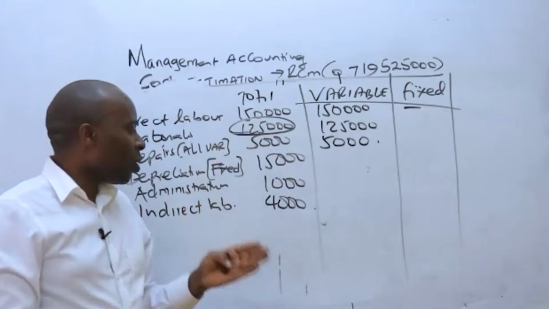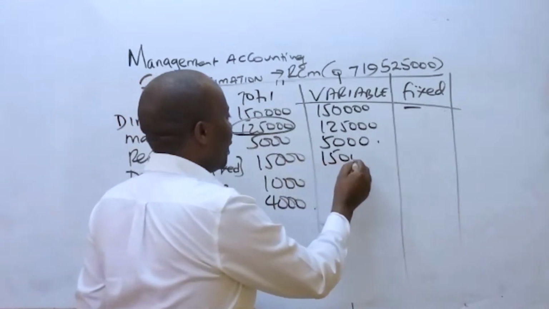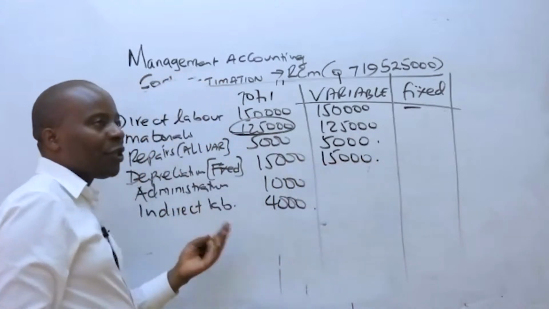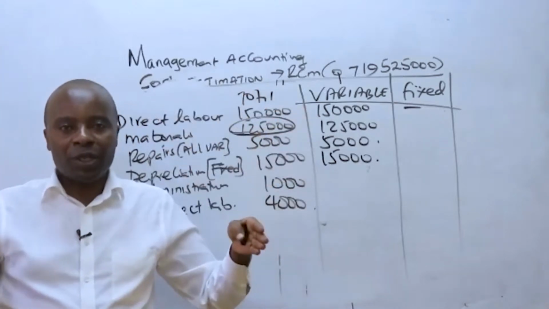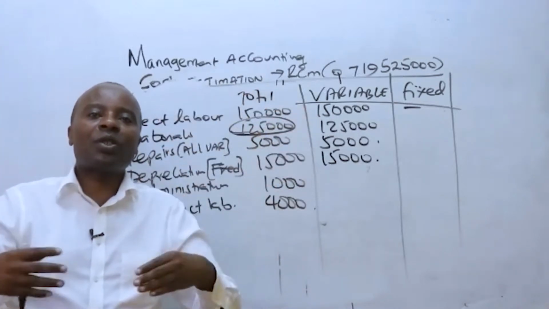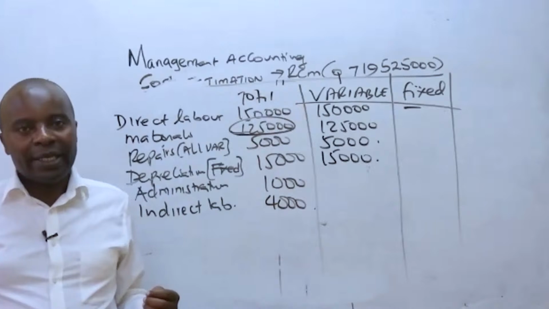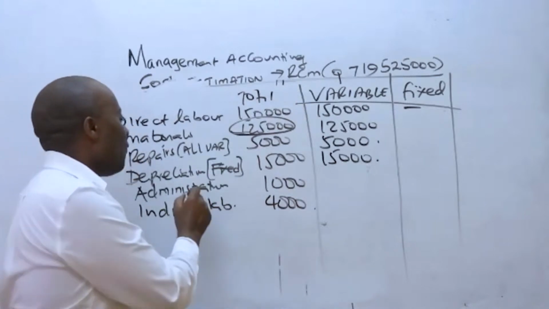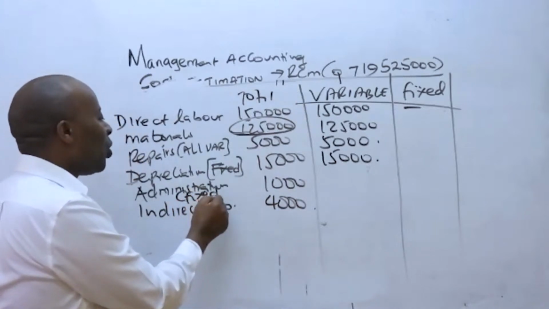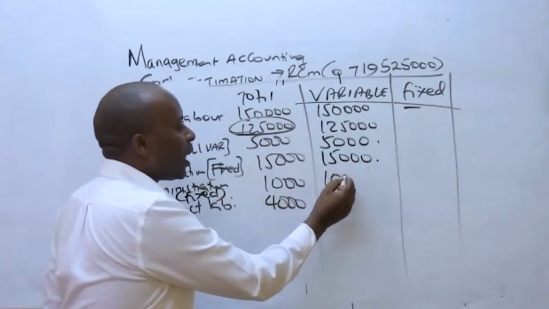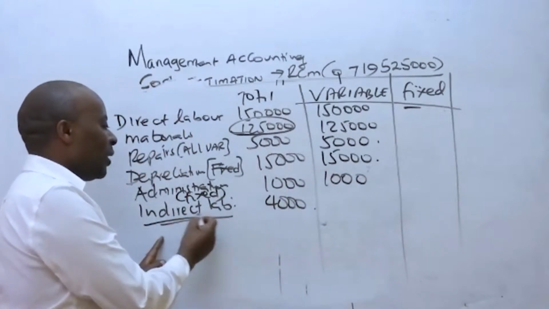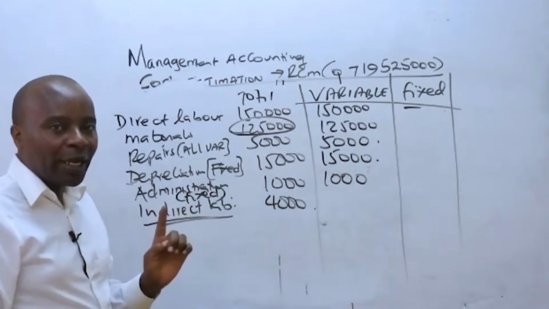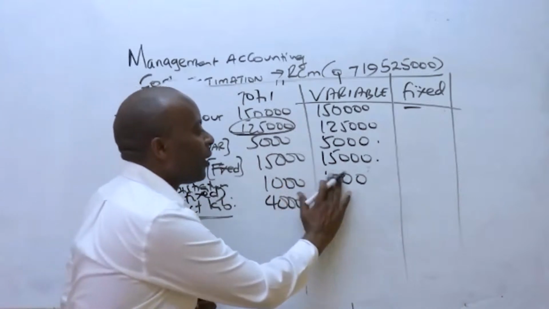It will always be constant. So depreciation here is 15,000. Then we have administration. These are overheads, common expenses, things like manager salaries. Manager salary, they'll always be what here? Fixed. So administration will always be fixed, fixed at 1,000. And then we have indirect labor. Any expense that is indirect is a fixed cost.